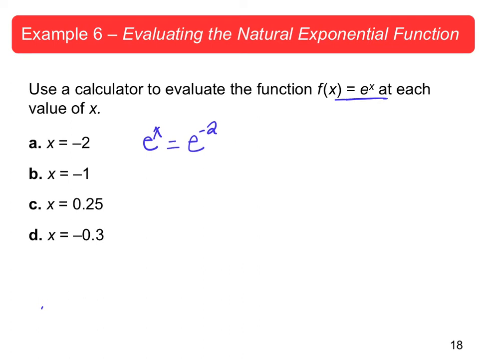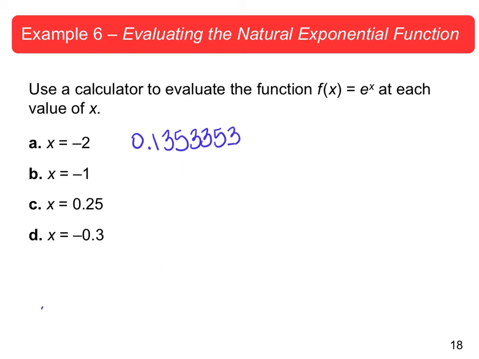Now, keystrokes are important. You're going to hit the button e to the x. If you have a button that's just e, then you're going to hit e caret. I want you to get in the habit of putting your -2 in parentheses. So we have e to the -2. When you do that, we're going to get lots of digits. I get 0.1353353.